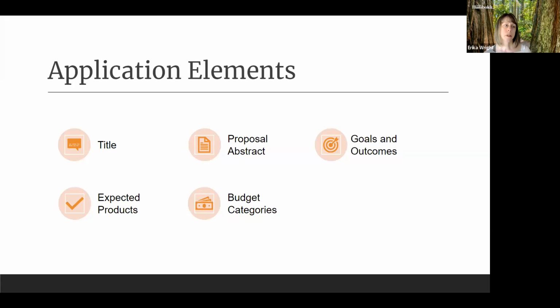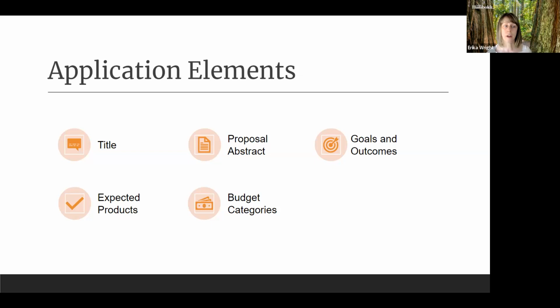So the elements that you'll need to actually submit the proposal: you'll need a title. You'll need a proposal abstract, which is just a very brief summary of what it is that you're going to do and why it matters. You'll have to outline what your goals and outcomes are for the project. You'll have to explain what your expected products are. So what are the tangible outcomes of the project that you're proposing?